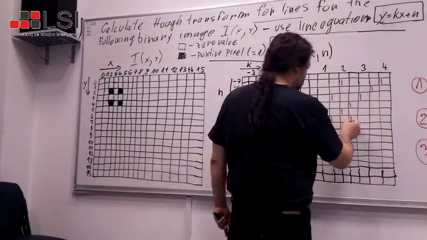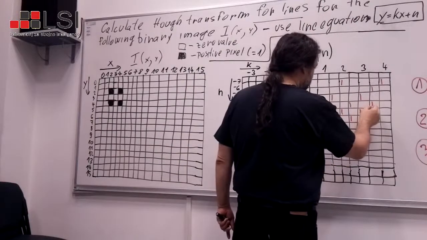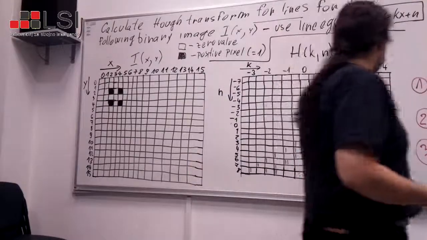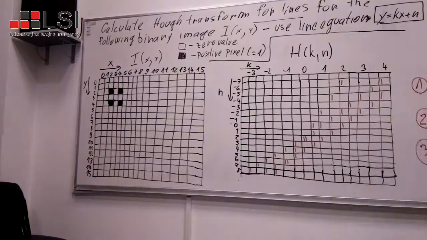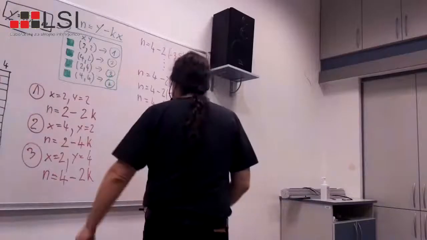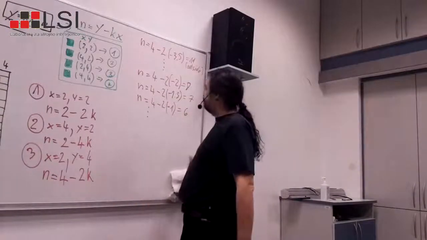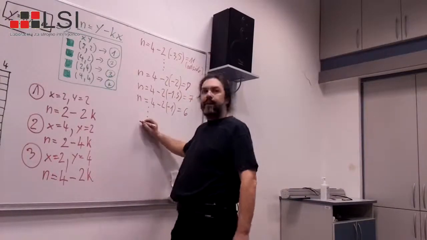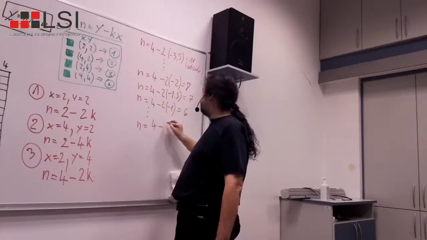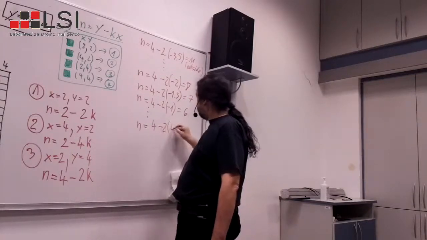Okay? 1 here, 1 here, 1 here. In the end, I will validate the last one. Okay? So let's say for the k of 4, what do we get? For the k of 4, we get 4 minus 2 times 4.